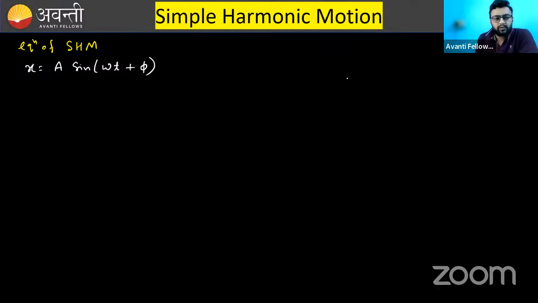Now, you can differentiate it to get velocity and again differentiate it to get the acceleration. That's up to you. You can get those equations as well very easily.